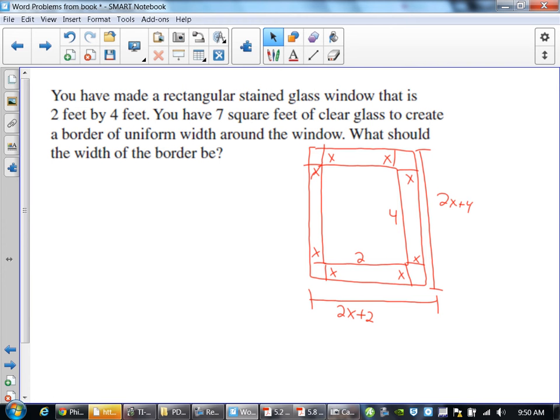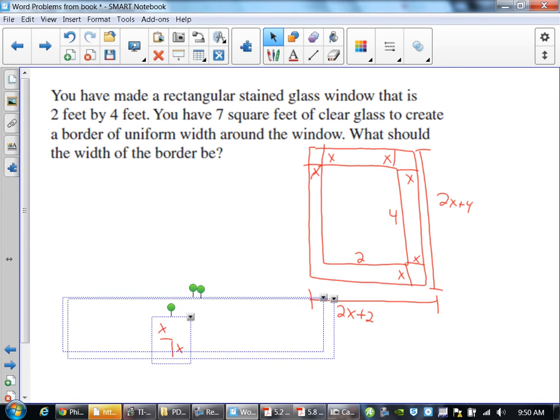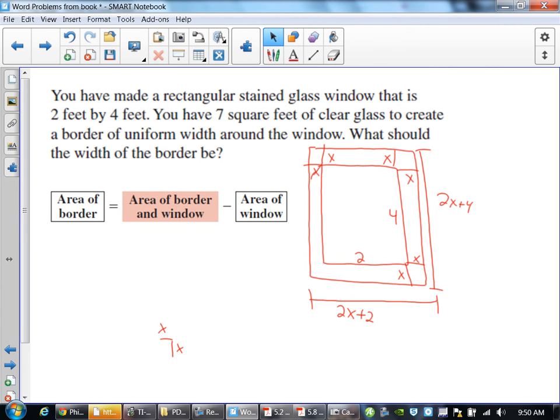So here's what happens. This winds up being a very easy setup problem as you go through it. You know that the area of the border has to equal the area of the entire thing, subtract out the area of the picture. How much did I have for the area of the border? 7. Area of the border, I have 7 square feet. What's the area of the border and the window?